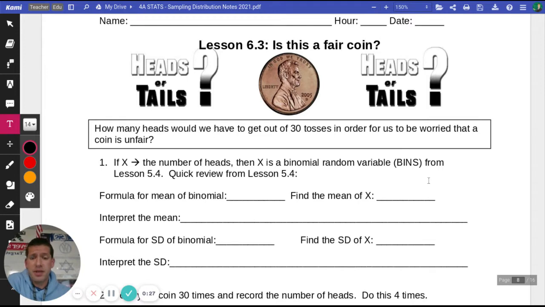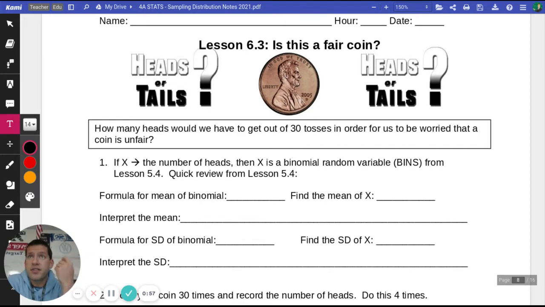So X is going to be the number of heads, successes, that we have, and X is a binomial random variable, BINS, from lesson 5.4. So binary, the B is for binary. Do we have two outcomes? Yeah, it can be heads or tails. I, is it independent? Does the probability on the second throw get affected by the outcome of the previous throw? No, every time you flip it, it's the same probability, which is actually S.